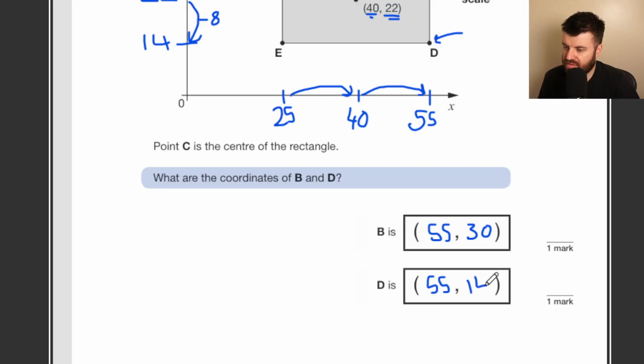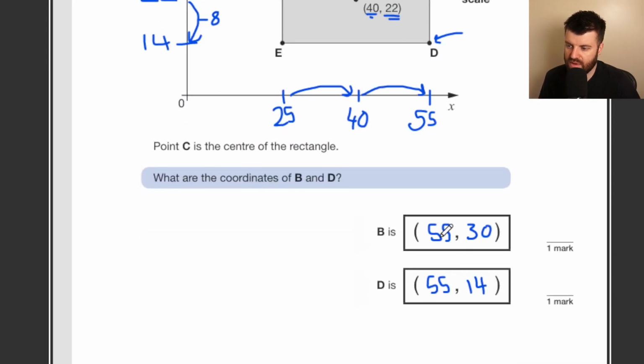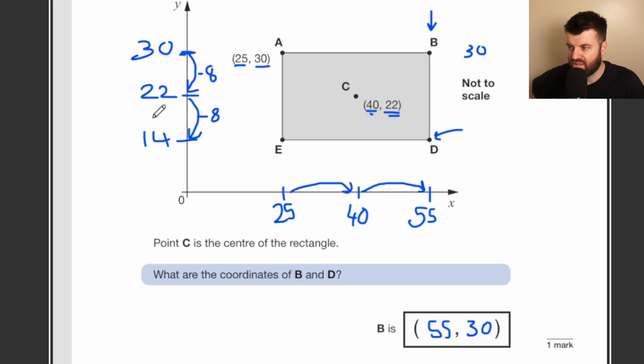So D is 55, 14. It's as simple as that. The great thing about B and D, look, they're on the same X point. So once we worked out X, we're done. We just need to work out Y. Really, really love that question. It's about knowing C is halfway. And if you're given the halfway point and you know the point here, you should be able to work out the point on the other side. It's the exact same jump.